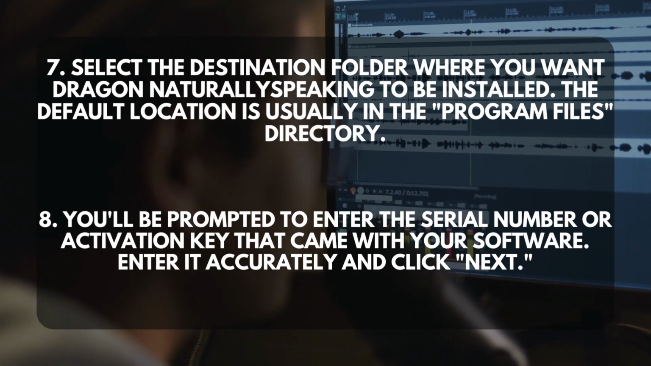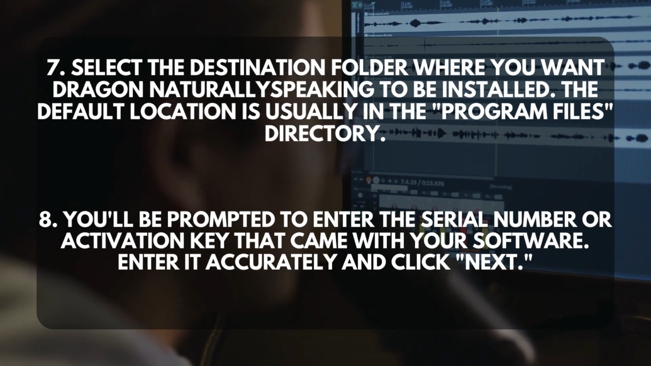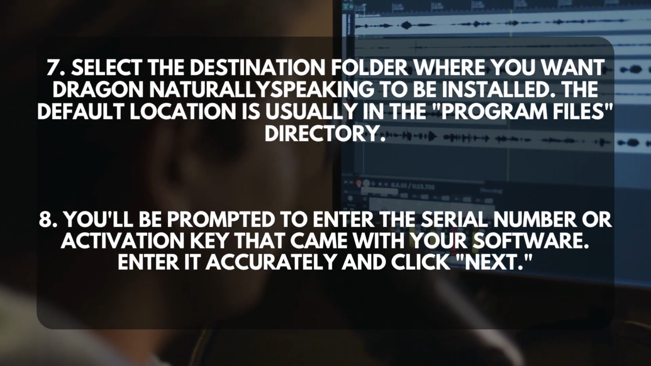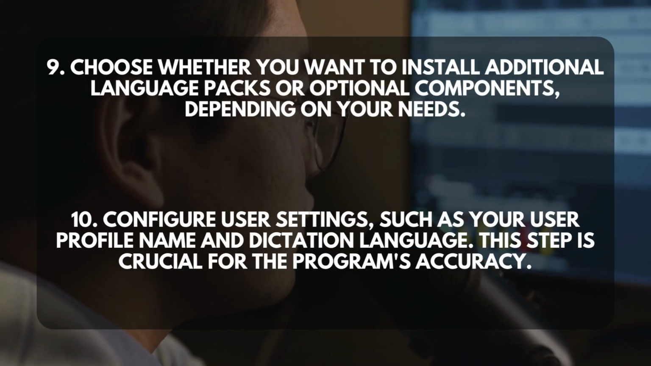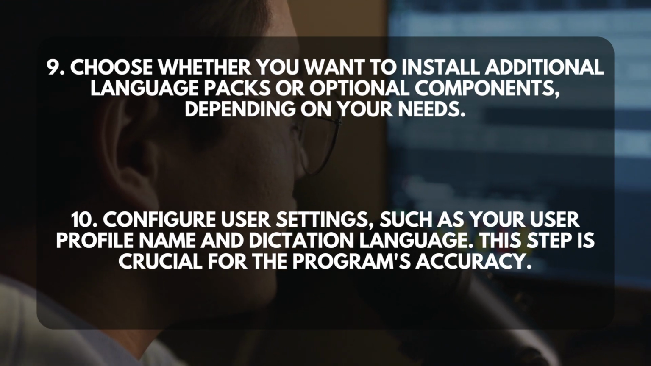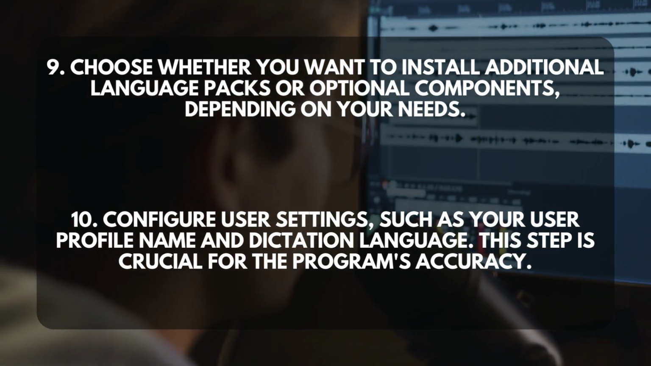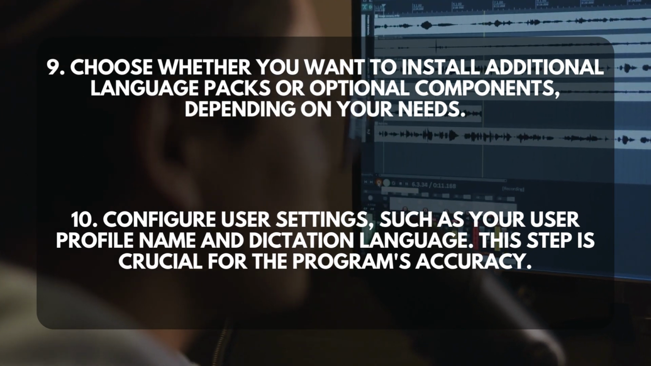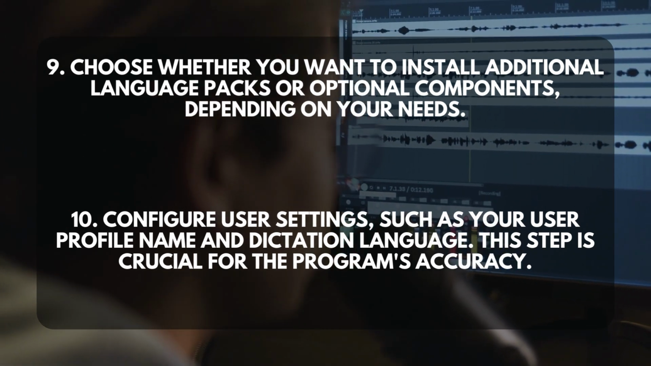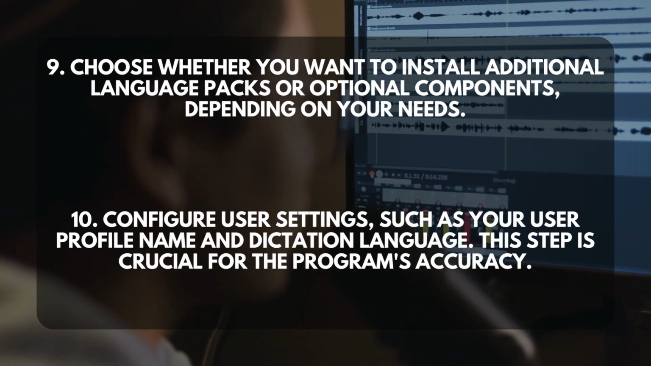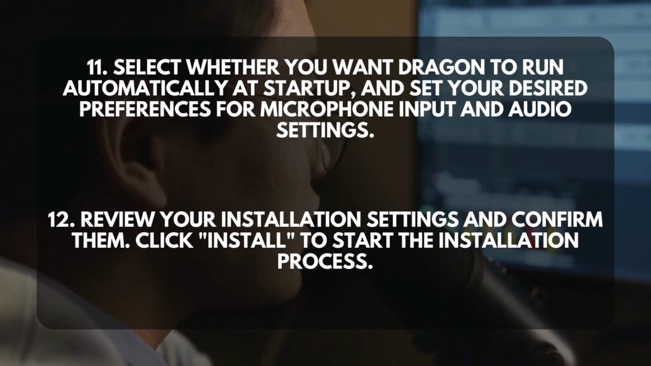8. You'll be prompted to enter the serial number or activation key that came with your software. Enter it accurately and click Next. 9. Choose whether you want to install additional language packs or optional components, depending on your needs. 10. Configure user settings, such as your user profile name and dictation language. This step is crucial for the program's accuracy.